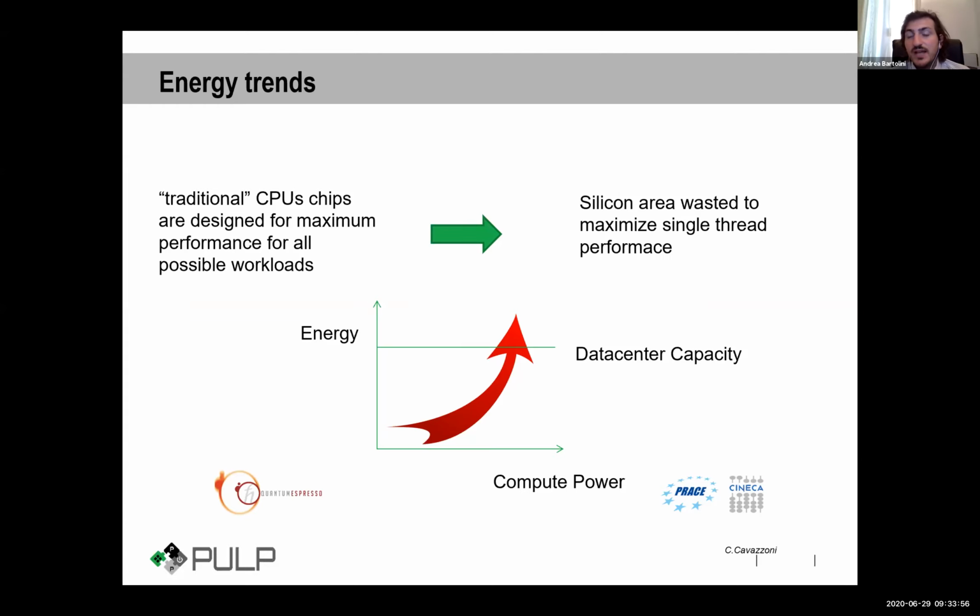When we look at how HPC systems have been designed in the past, historically, CPUs were designed for being fast in all workloads. And this led to a large silicon area wasted in maximizing the single thread performance. And these have led to systems which have reached the maximum power consumption allowed by supercomputing centers, so around these 20 megawatt of power.